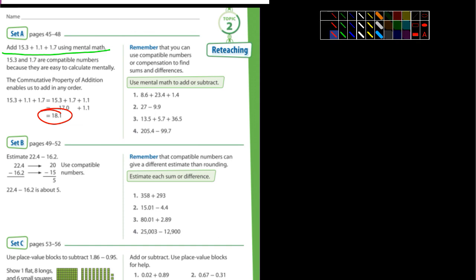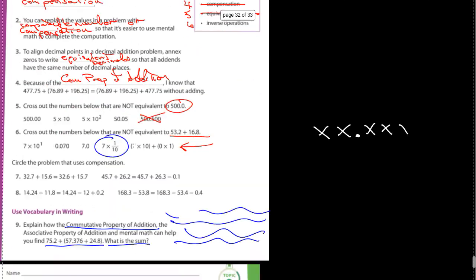All right, so you guys can do all of these here. Set B, using, quit the clicking please, thank you. You can use compatible numbers. We've talked about that before. And again, they tell you what pages you can go back to, 49 to 52, if you don't quite remember how to do those.